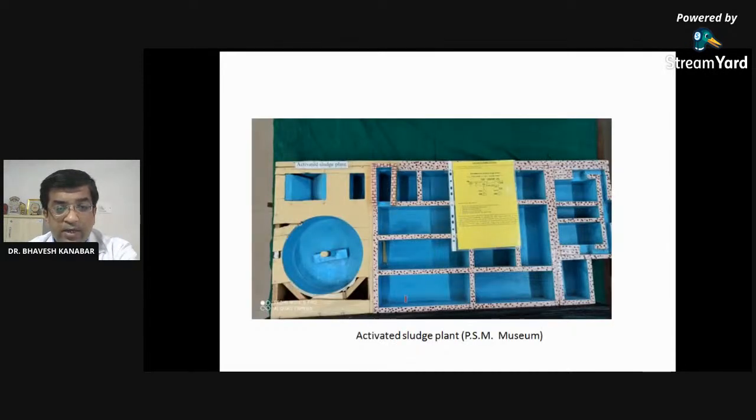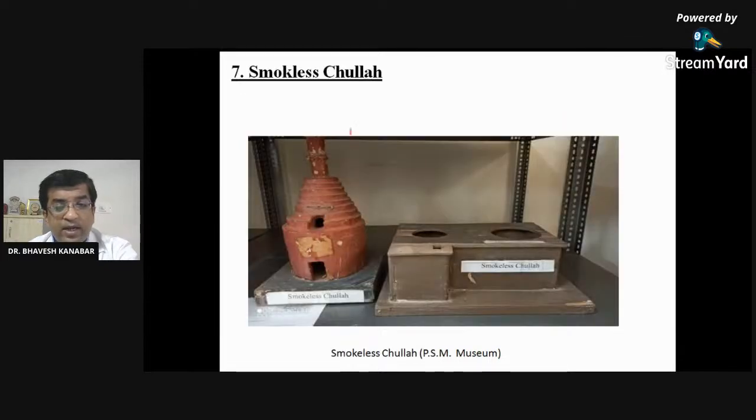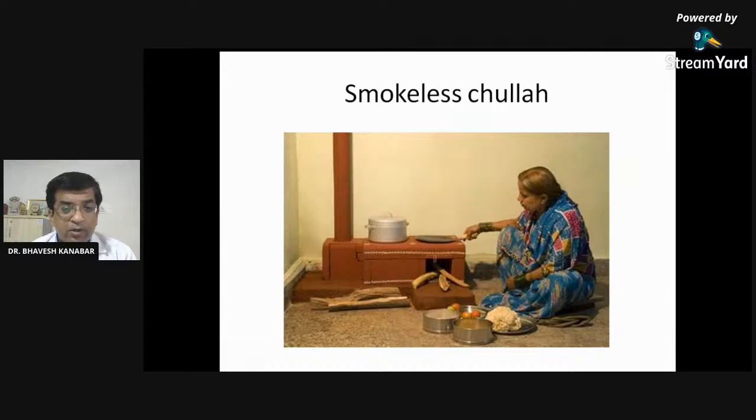Again, activated sludge plant. Then last part is smokeless chulla. It is not our conventional chulla, which we are using as a form of the gas in our kitchen. But as you know, in past days in villages, the smoky chulla, currently also in many villages, smoky chulla are used. And as you are aware of the disadvantage of the smoky chulla, it may lead to respiratory illness because of the smoke. So smokeless chulla has been designed and it is present in our museum also.